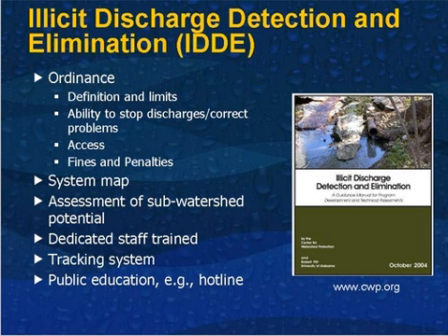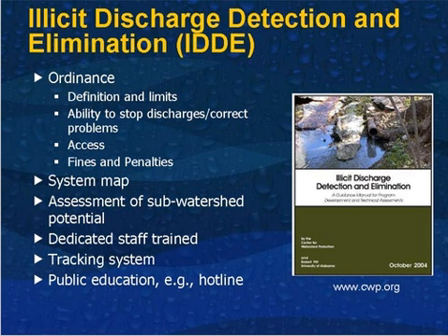The third minimum measure is illicit discharge detection and elimination. For this minimum measure, we are lucky enough to have a manual developed for us by the Center for Watershed Protection, which is featured there. And this manual really helps communities to run through a very logical process for assessing the situation in their communities and then setting up a program that makes sense for them.